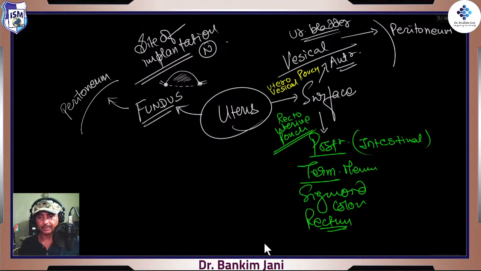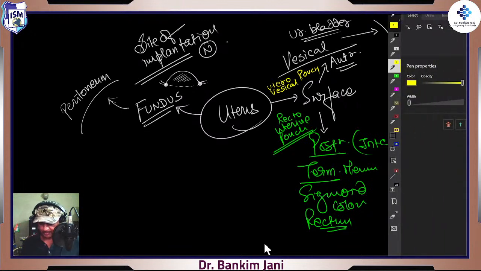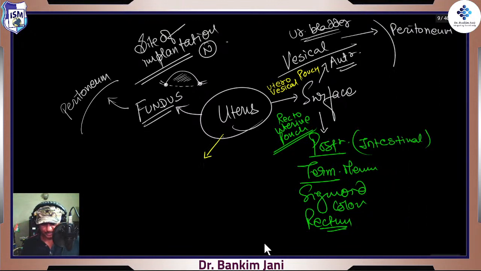That's it. Now there remains only one area. So if this is the uterus, we talked about the fundus, then the anterior surface and the posterior surface. What about these lateral surfaces? That is what is left out, and that is what is called the lateral surface.